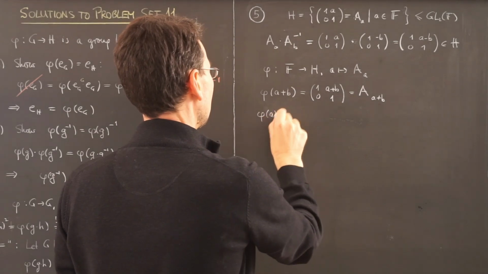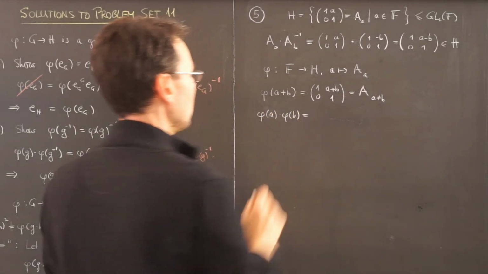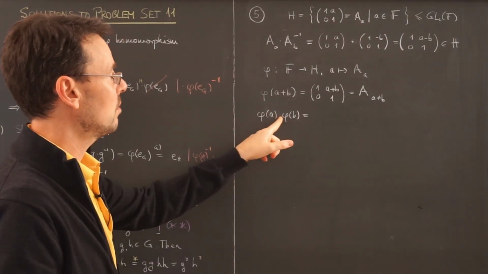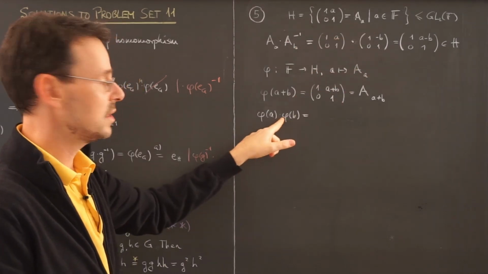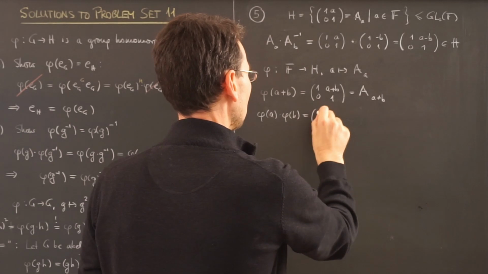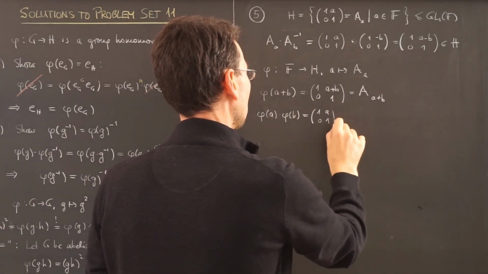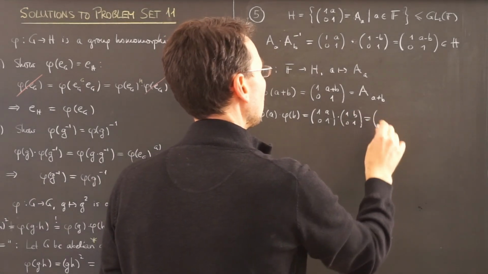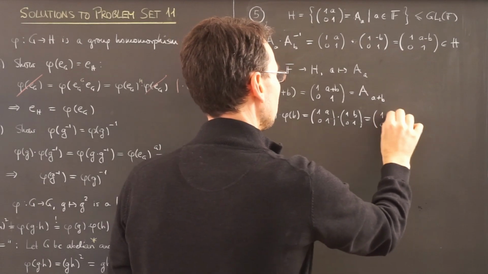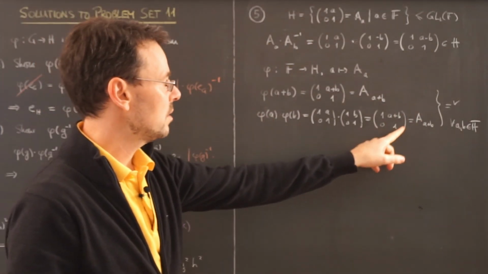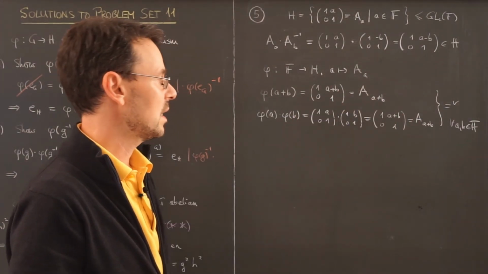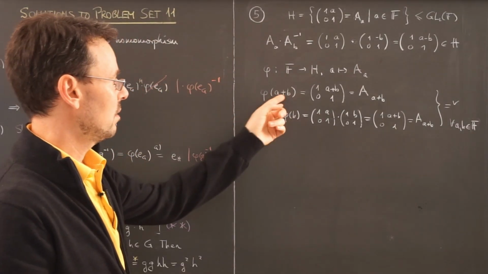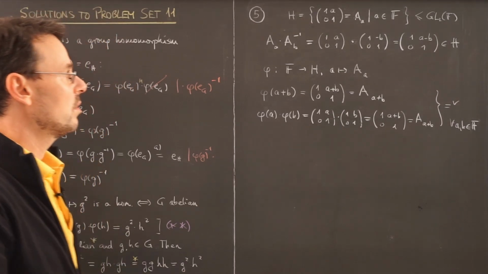Then we take a look at the images of A and B taken first and then combined in this group, so this here means matrix multiplication. And we almost did this above. So by matrix multiplication, this is this matrix, and those are clearly the same, and this does not depend on the choice of A and B. And this simply means that this phi here is actually a group homomorphism.